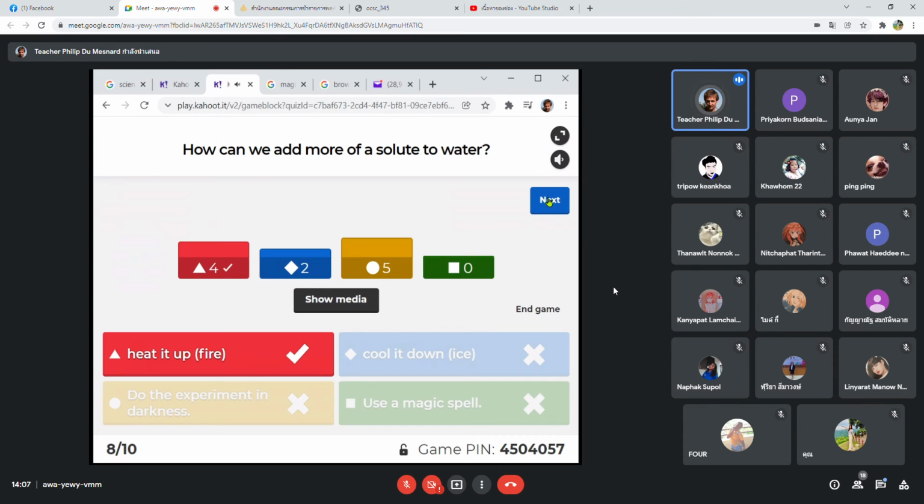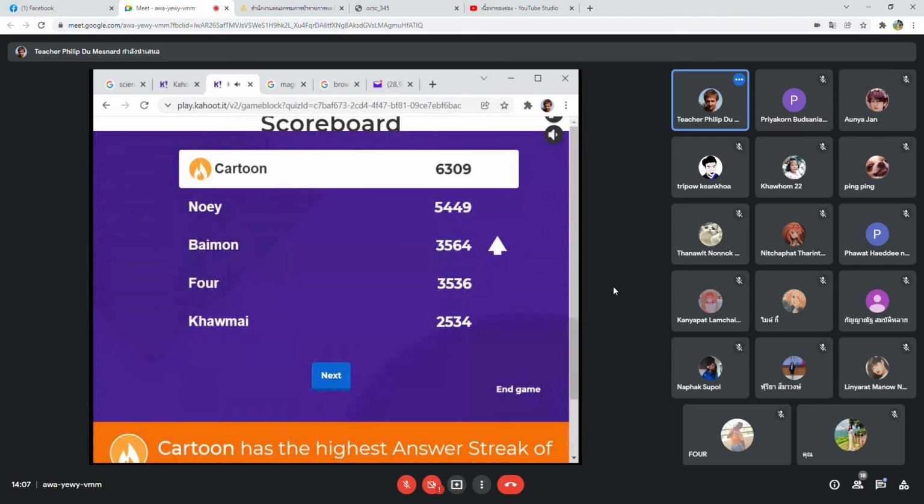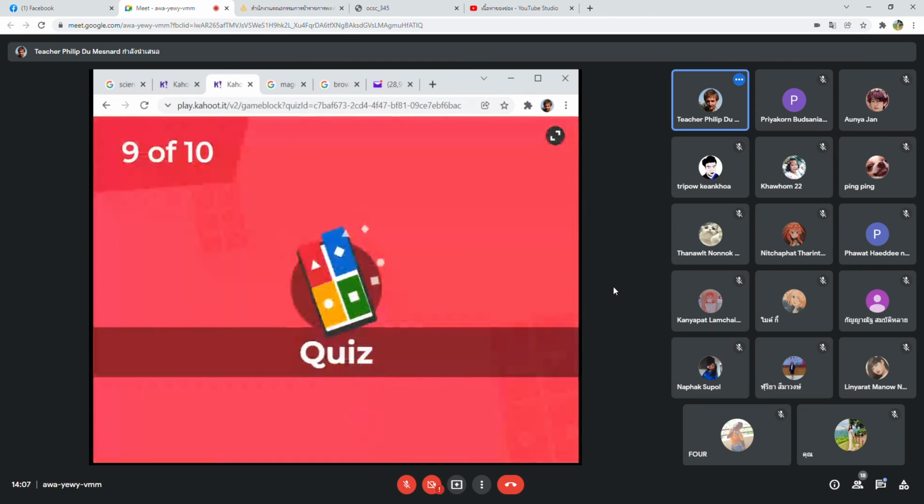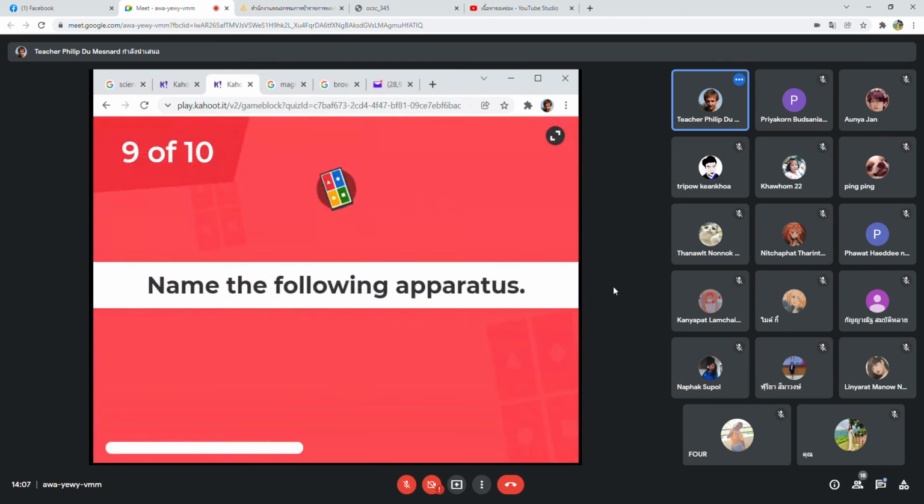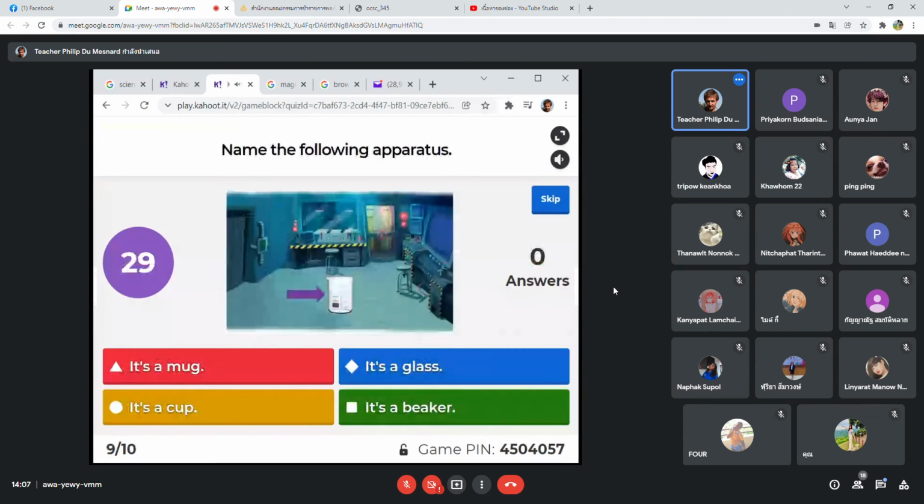Okay, 4 students are right. Not bad. Oh, and Cartoon has not made a mistake. And Baimon is going up, and Noi is staying at position 2. Oh, Mai is also doing okay. Okay, what is the name of that thing?